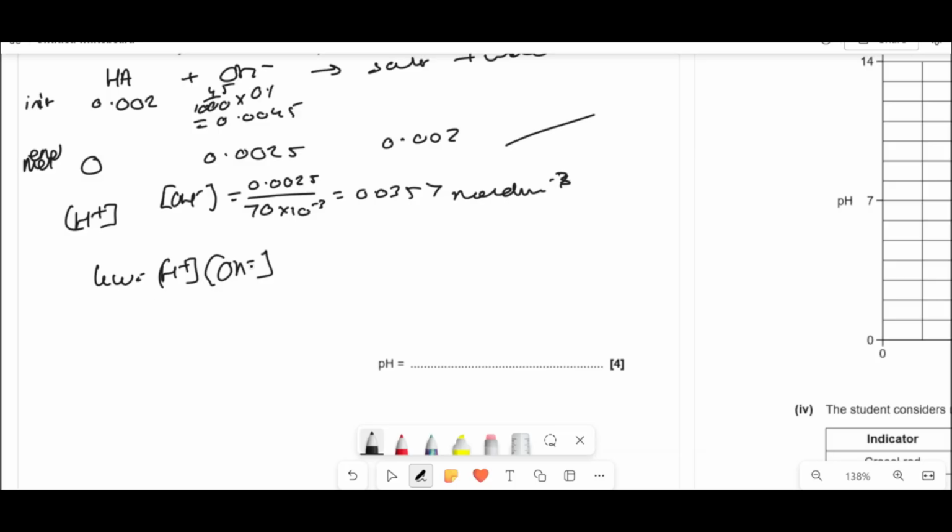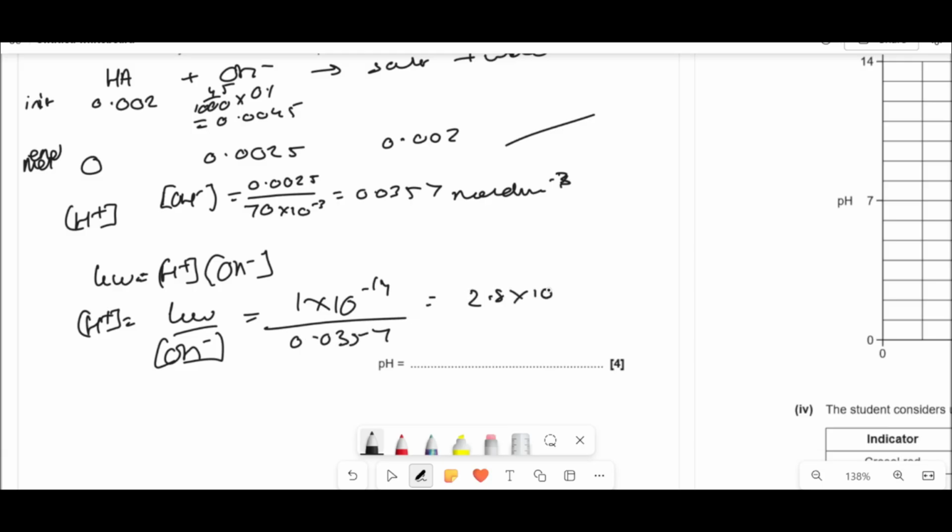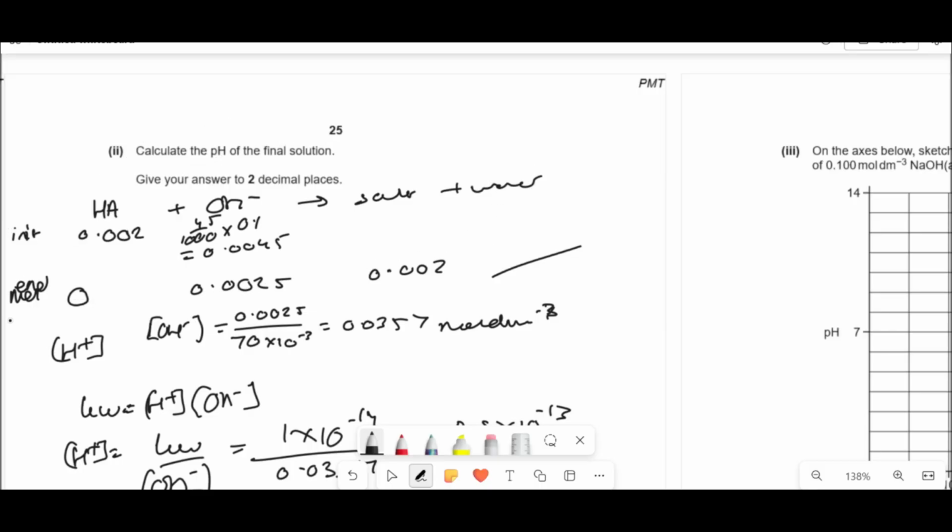Now, Kw equals this. We want to find H plus. H plus is going to equal Kw over OH minus, which is going to equal 1 times 10 to the minus 14 over 0.0357, which gives you 2.8 times 10 to the minus 13. Then the pH is going to be negative log to the base 10 of your answer, which is going to be 12.55. That's how you do it. Any question like this, just write this out so you can help yourself logically work out what's happening, and then the rest is quite easy.